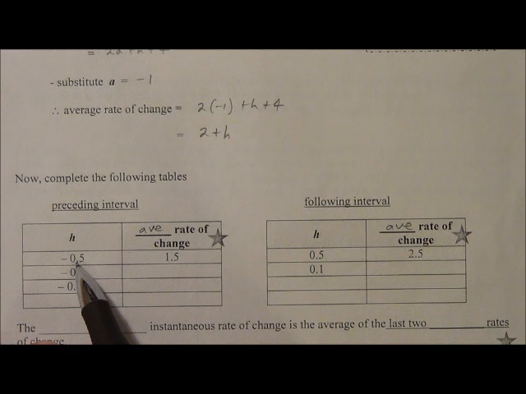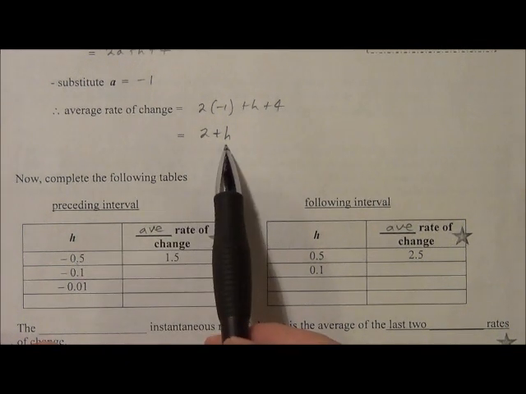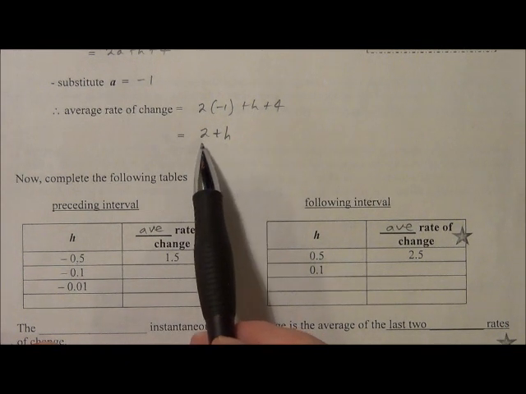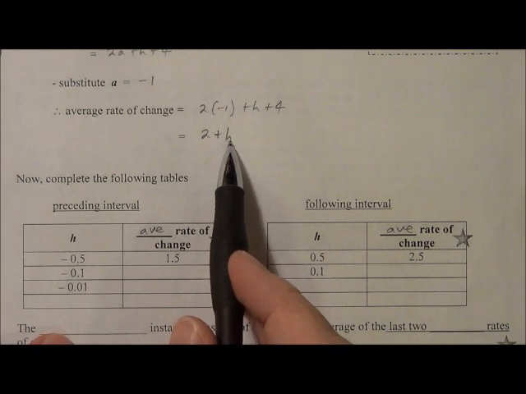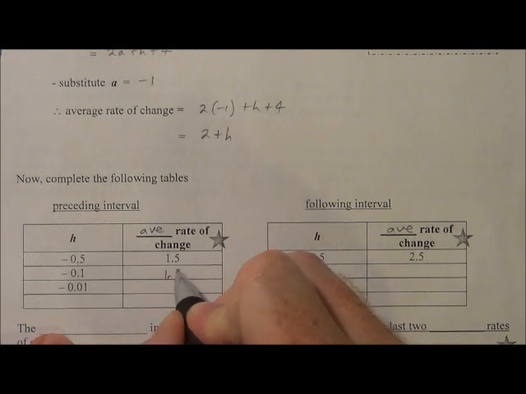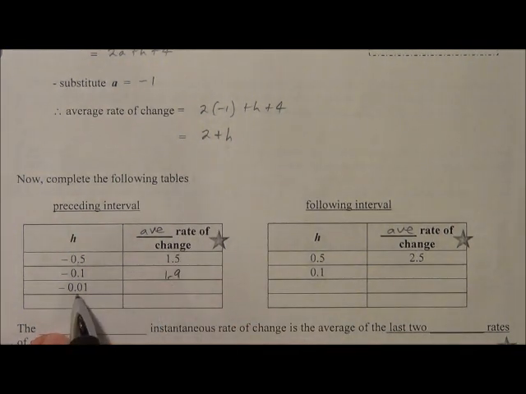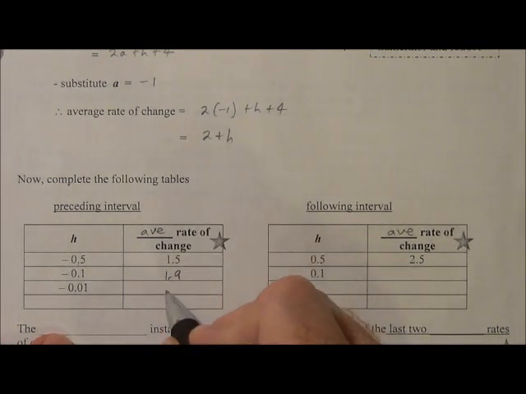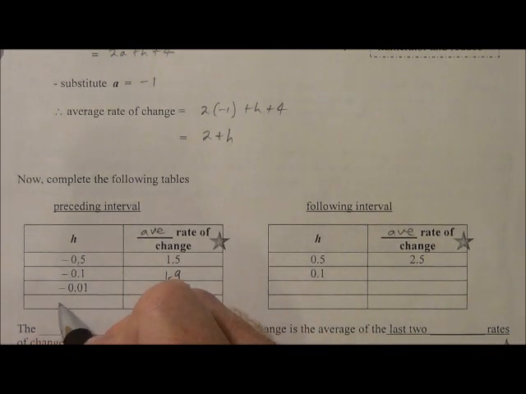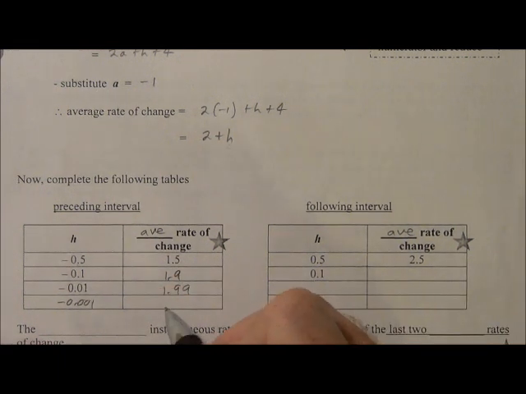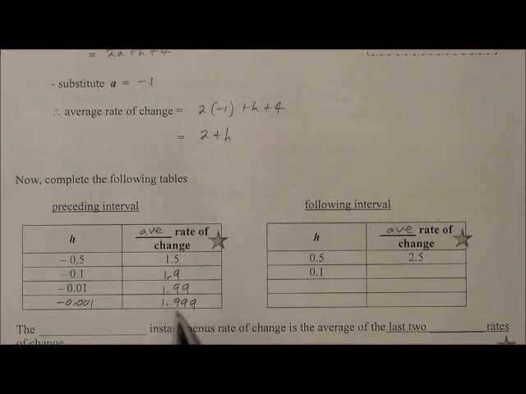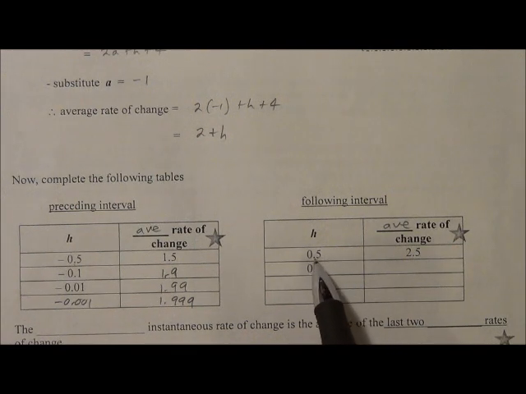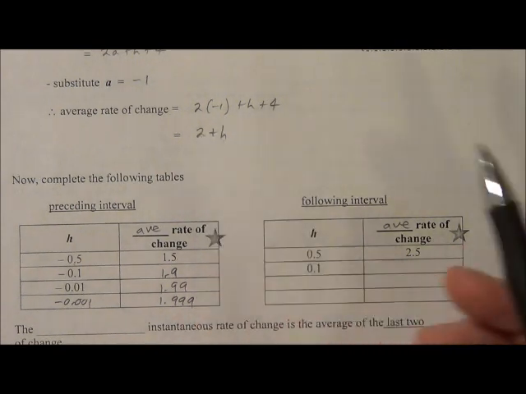So negative 0.5, that's h, and that plus 2 gives us 1.5. Then when we plug in negative 0.1 for h, we add that to 2, we get 1.9. Then when we plug in negative 0.01 for h, we add that to 2, we get 1.99. And guess what? We're going to go to 0.001 and get 1.999. That's the accuracy I would like you to go to, okay? 3 decimal places.